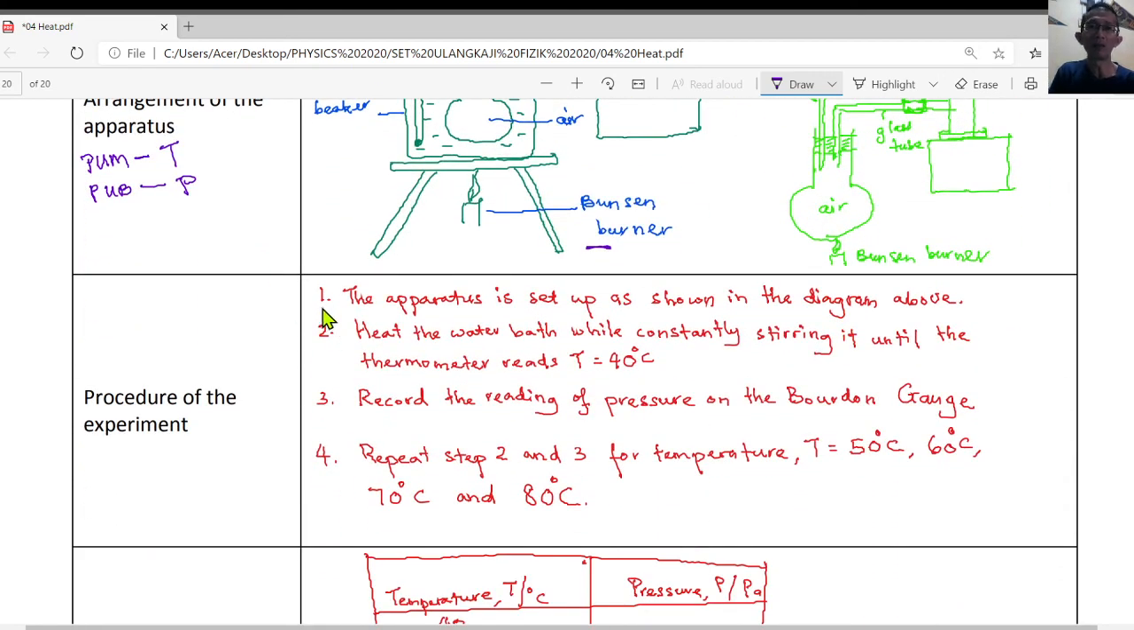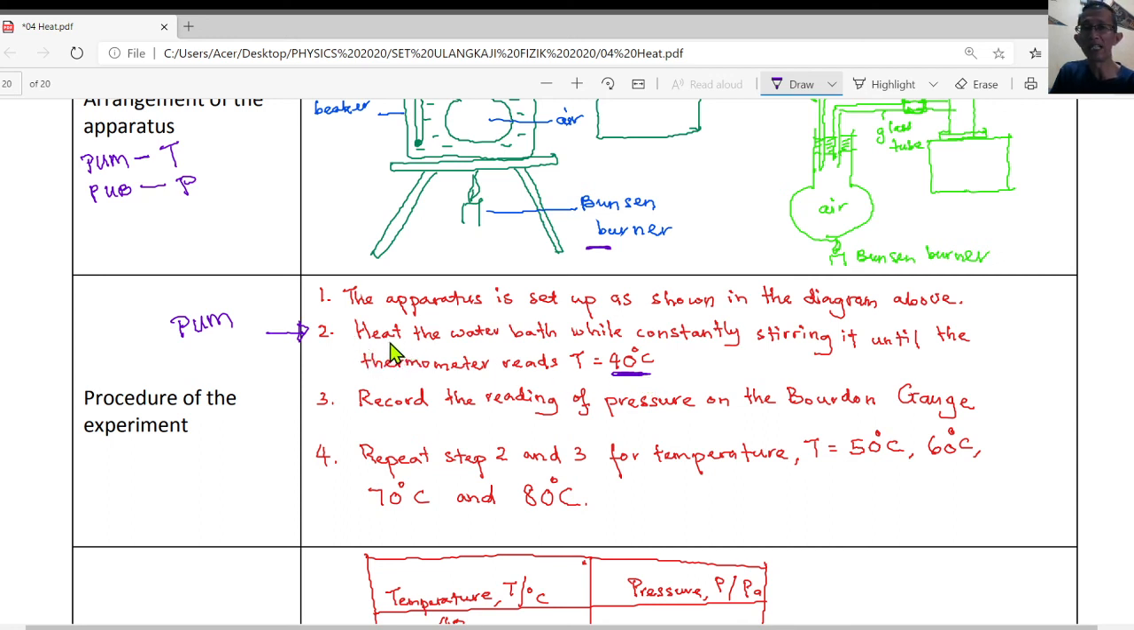The first sentence here is the same for all experiments. So the apparatus is set up as shown in the diagram above. The next one is how you control your manipulated variable. Your manipulated variable is the temperature, right? So I need to have a first value. The first value of my temperature, I choose 40 degrees Celsius.